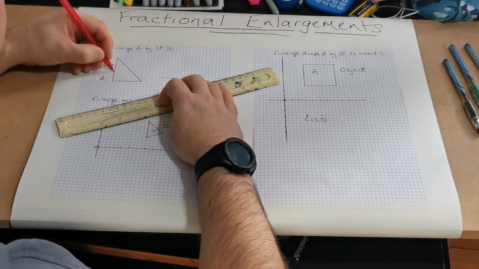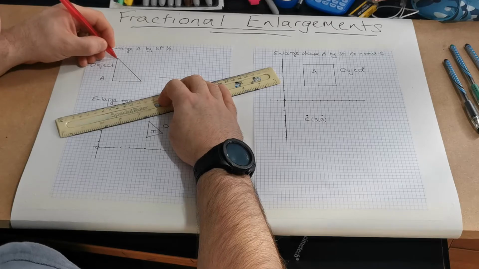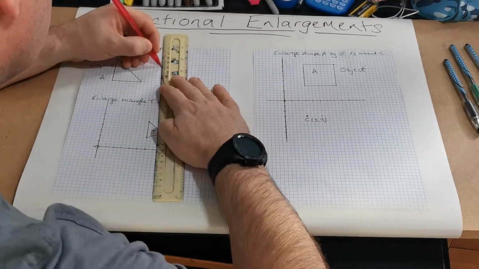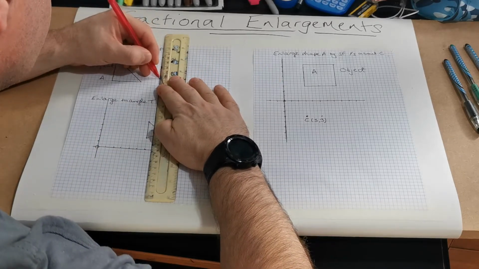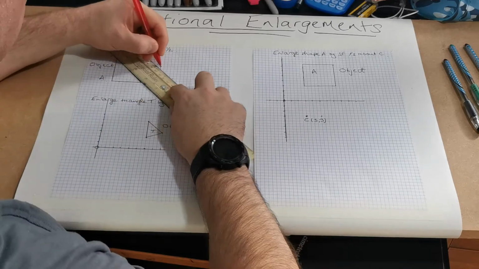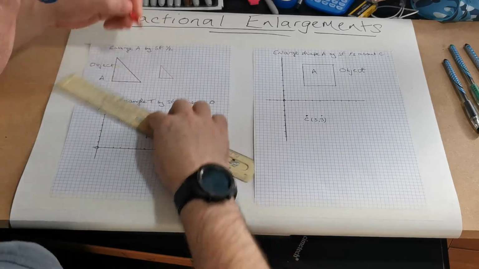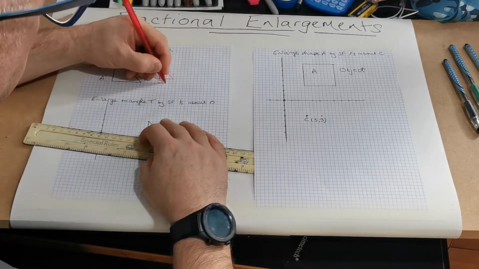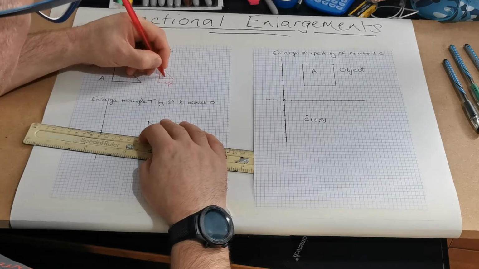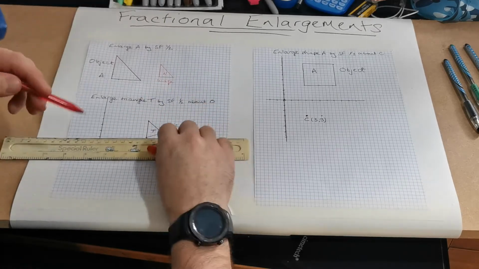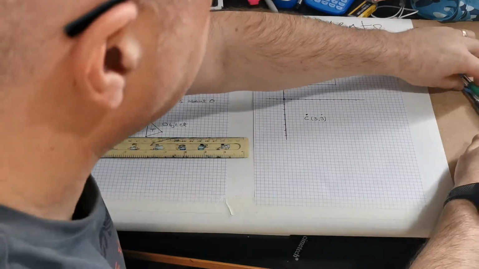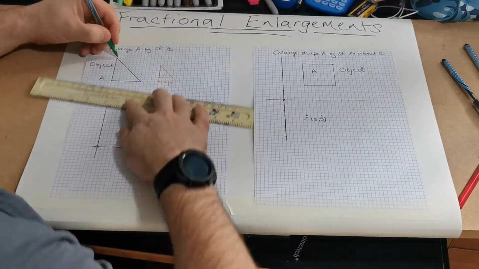Here we've got 2, 4, 6, 8, 10. So half of that up here, I'll have 5. So this here is my image A dash. And I need you to notice again the idea of the rays.